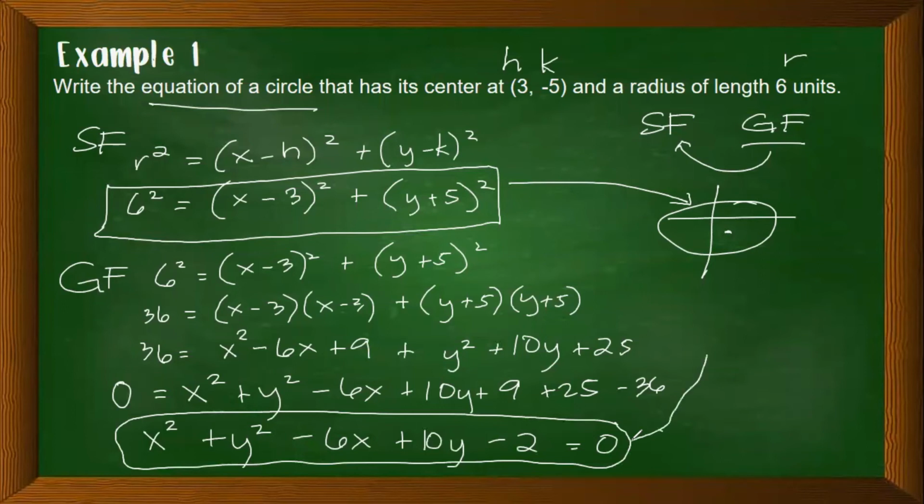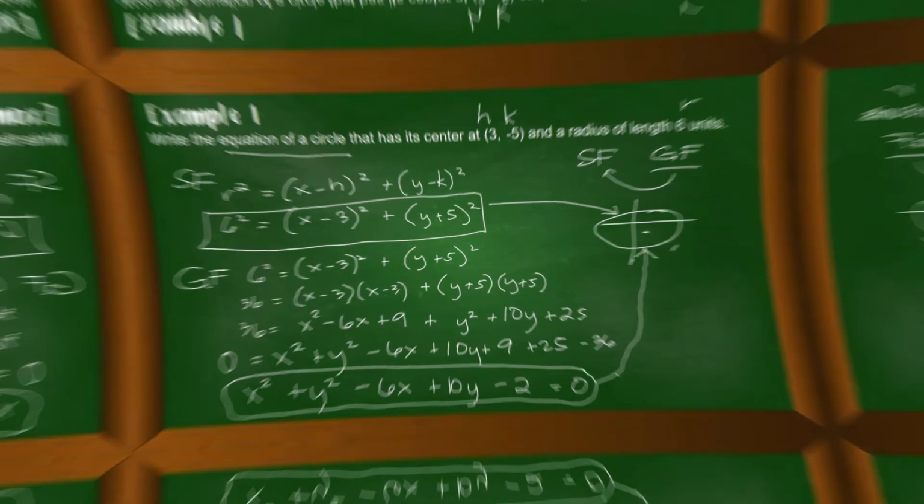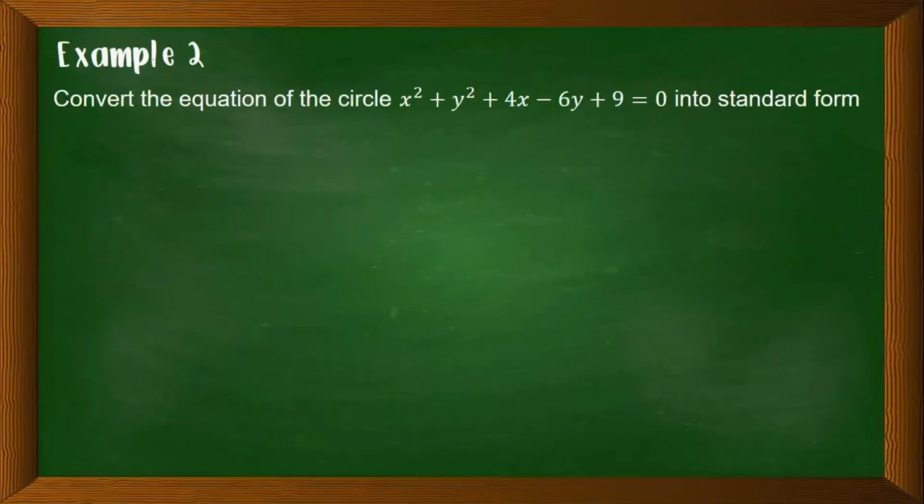So, that is also a name of a circle. Dalawa yung pangalan niya, pero they are equivalent, the standard form and the general form. Any question? What if general form? Nakalagay dyan, convert the equation of the circle x squared plus y squared plus 4x minus 6y plus 9 equivalent to 0 into standard form. What if yun yung question? Given a general form, convert daw into standard form.